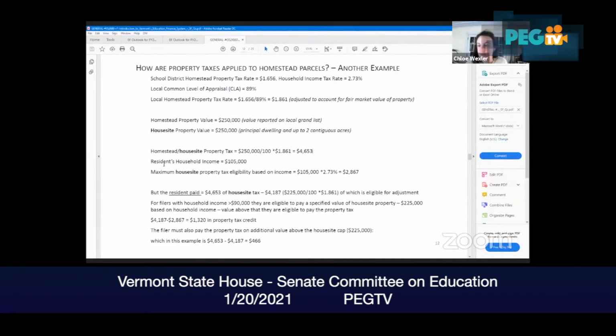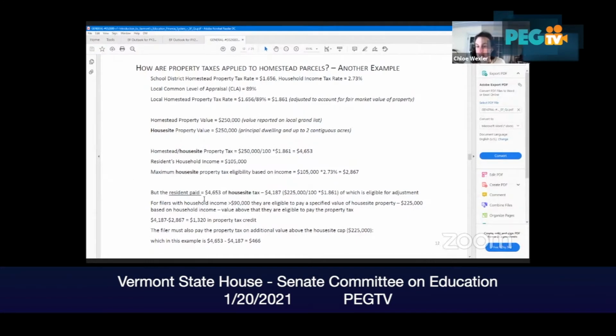$4,653. This resident's household income is $105,000, which means that the maximum house site property tax that they're eligible to pay based on income is $2,867. But now here's where we remember that for filers over $90,000, they're only eligible to receive adjustment for up to $225,000 of value. So they'll pay the straight property tax on that additional $25K.